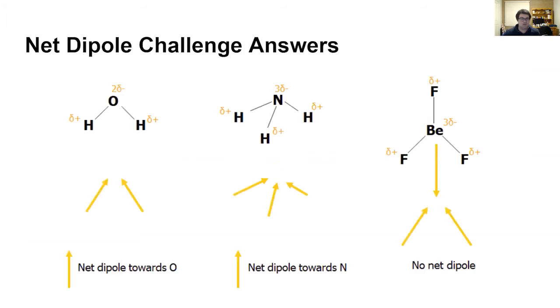Just looking at these challenge questions here, we've drawn out the molecular shape of water, ammonia, and beryllium trifluoride. We've labeled the partial charges on each of them, and we've worked out the direction of the dipoles from positive to negative. That gives us an idea of the net direction. Think of it kind of like a vector for the physics students, for the direction of the dipole. We can take a look at these in a future Zoom lesson.